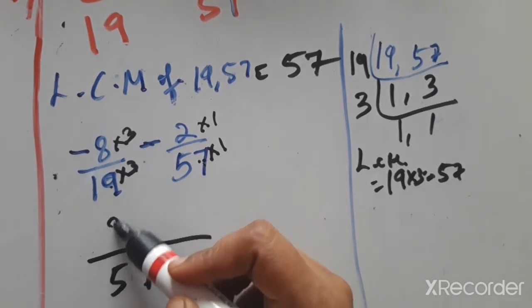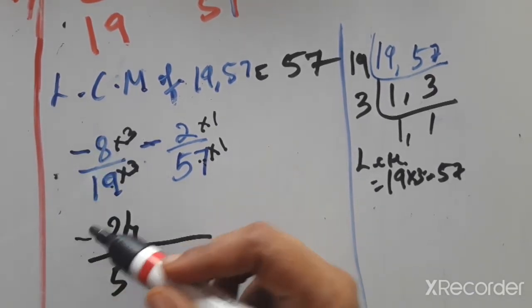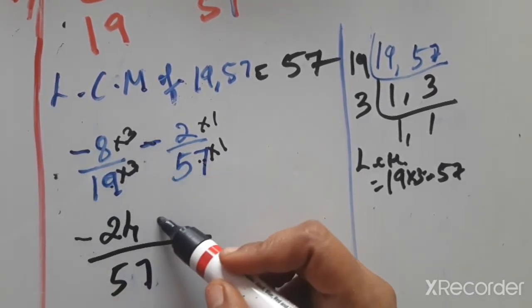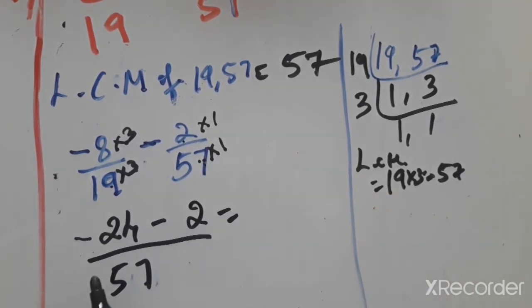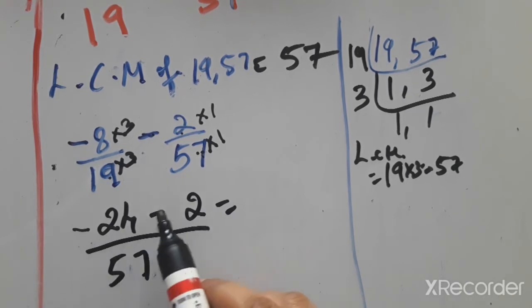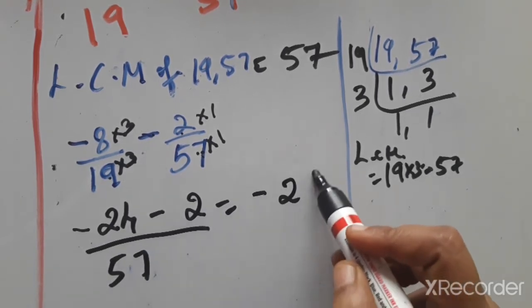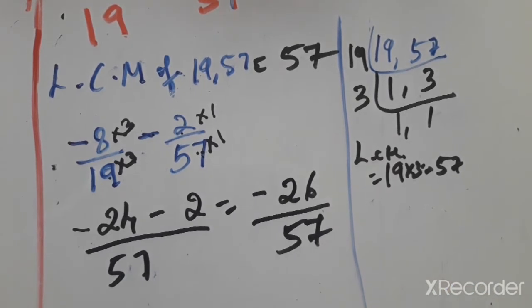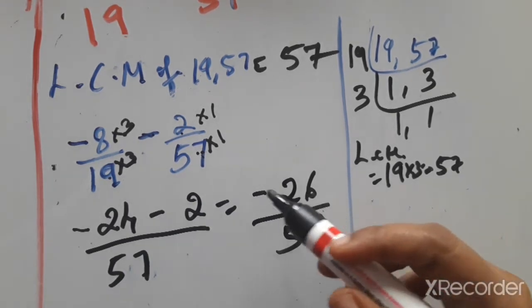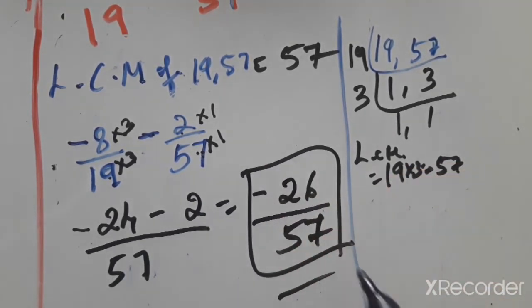8 3s are 24, and here a minus symbol, and in the center also a minus symbol. Write the same symbol. 2 1s are 2. Now same symbol means addition. Minus 24 minus 2 means minus 26 by 57. Whether we can cancel this value? Minus 26 by 57 with the same tables? No. So the answer is this much: minus 26 by 57.